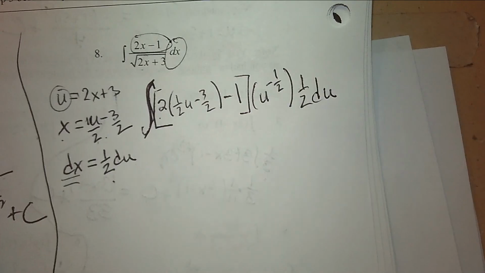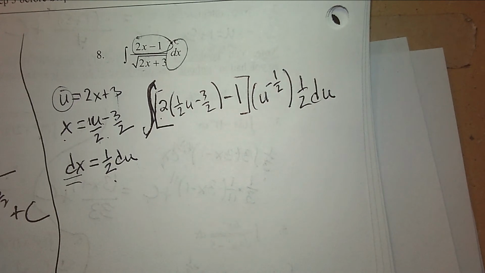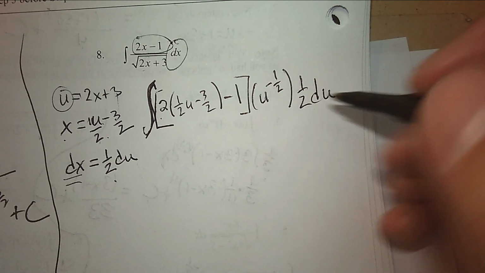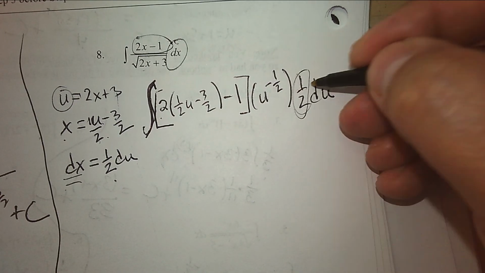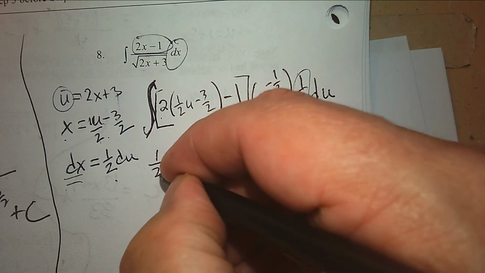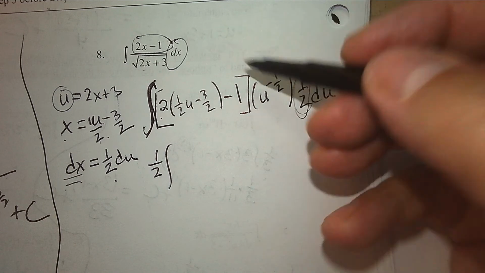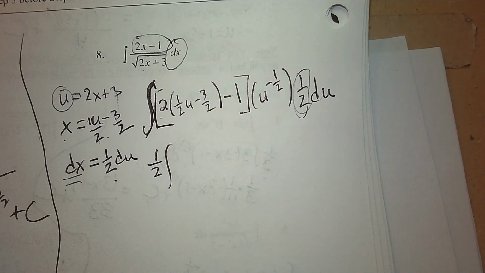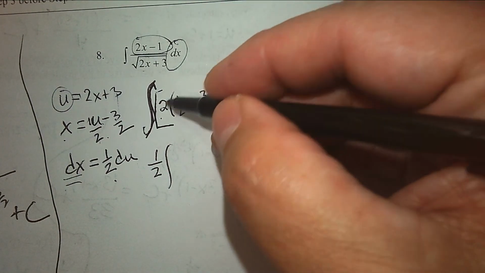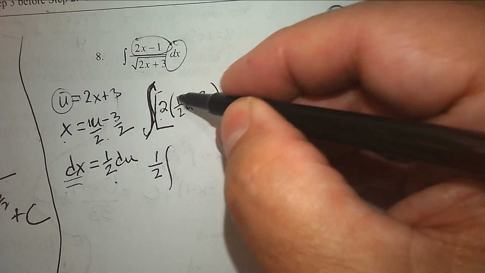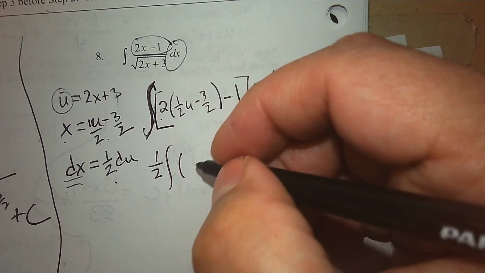If you want, some of this we can bring in front. So do you see the 1/2 du? That 1/2 can be brought in front of the whole problem. We need to do some algebra before I bring any other number in front. So can you distribute the 2? What's 2 times 1/2? So it's 1u.